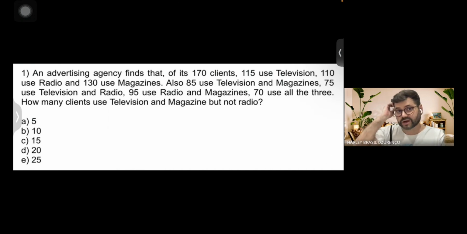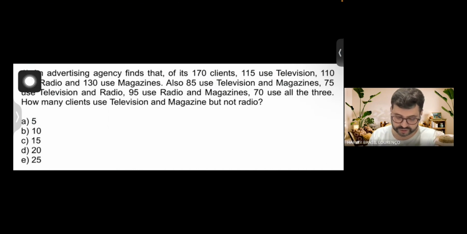The first question that I added to your study guide was this one that involves using Venn diagrams. So I'll start reading it for you guys, and then we can work this question out together.